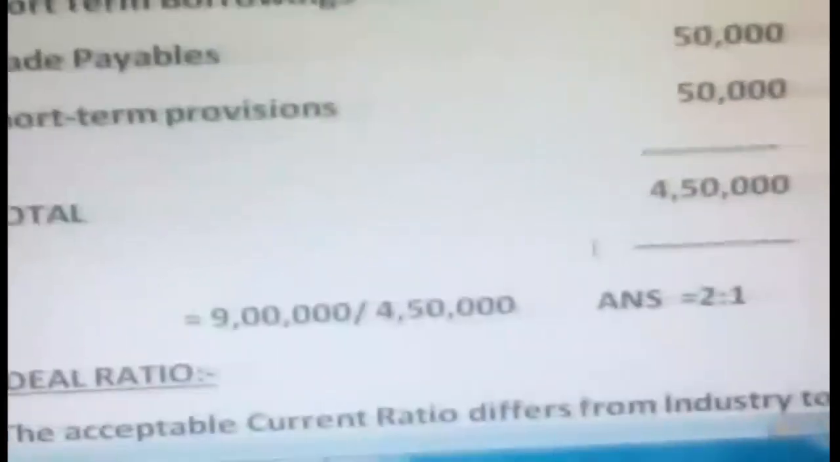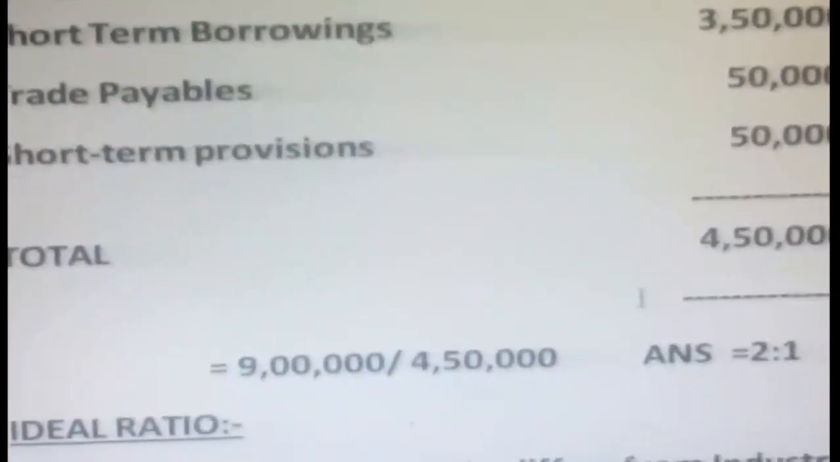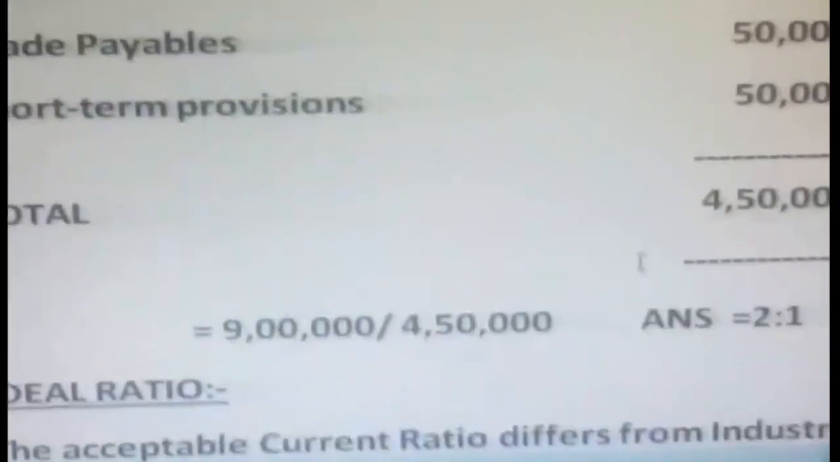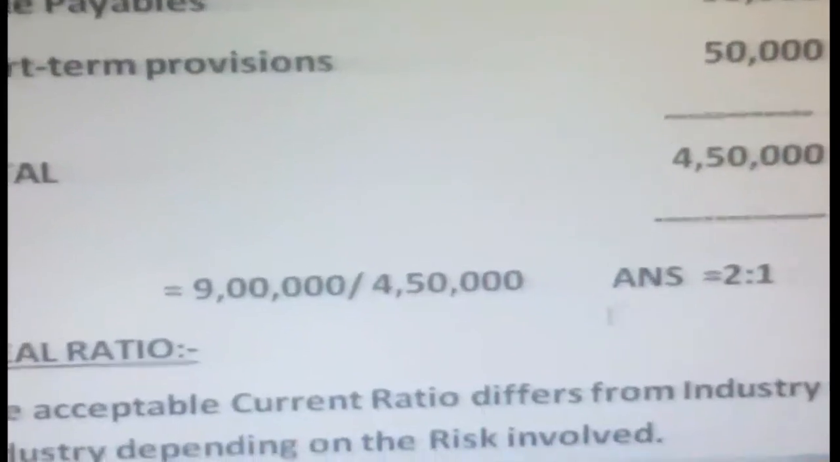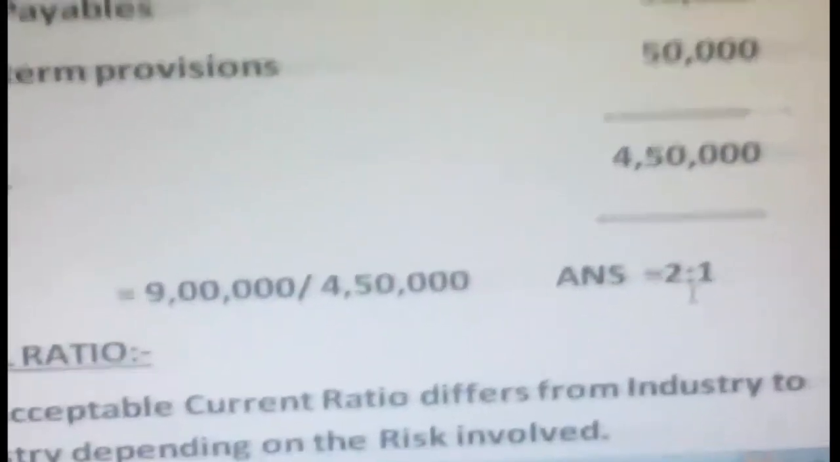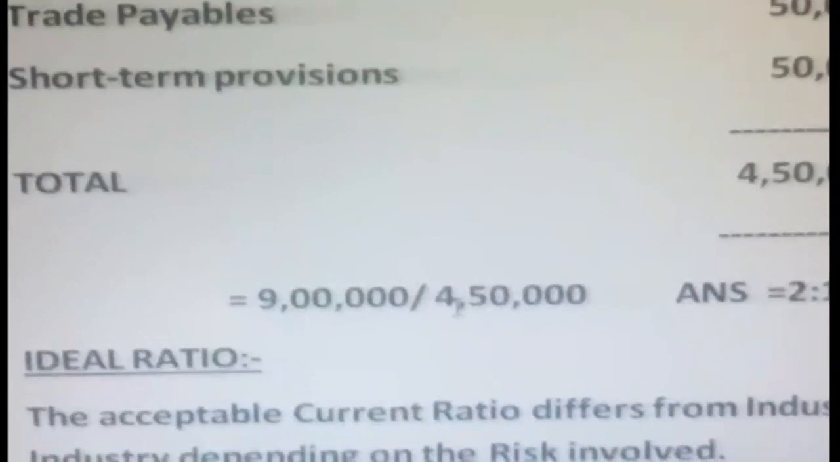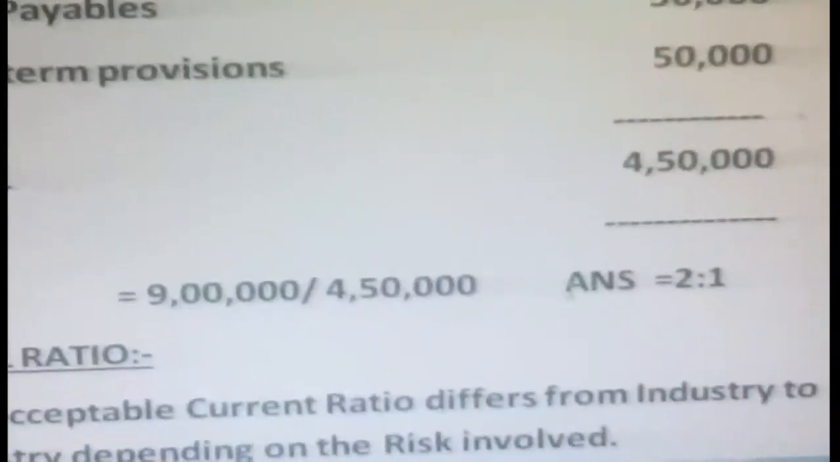Now we can put the values according to the formula. Current assets are already done, 9 lakhs. I prepared that 9 lakhs here. Then 4 lakh 50 is our current liabilities. The answer is 2:1, you want to write this 2:1. So 2 times 4 lakh 50 becomes 9 lakhs, so it is 2 into 1.